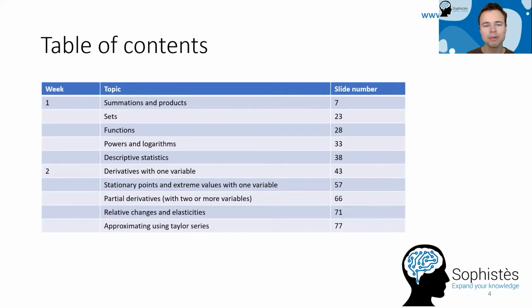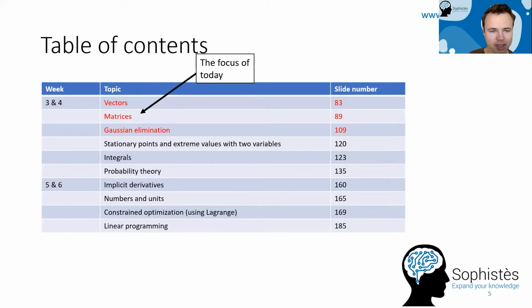So this is the table of contents of the summary. And today we will have it about vectors, matrices, and Gaussian elimination. And basically, the vectors are part of week 3, but a lot of the material will be discussed in week 4. So you will see that for the first time, but don't worry about it. I will not assume any prior knowledge. Okay.